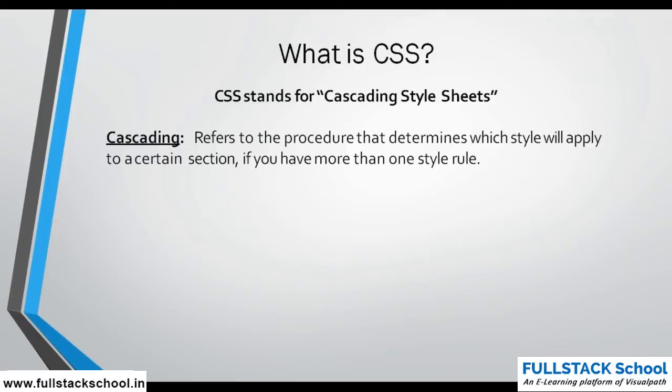what cascading means. It refers to the procedure that determines which styles will apply to certain sections if you have more than one style rule. It means if you have multiple style rules, then you can apply your own style to certain sections.